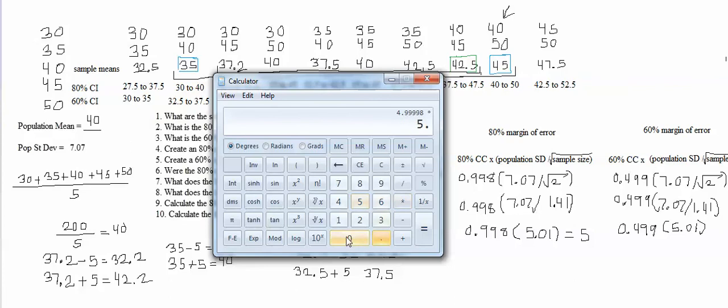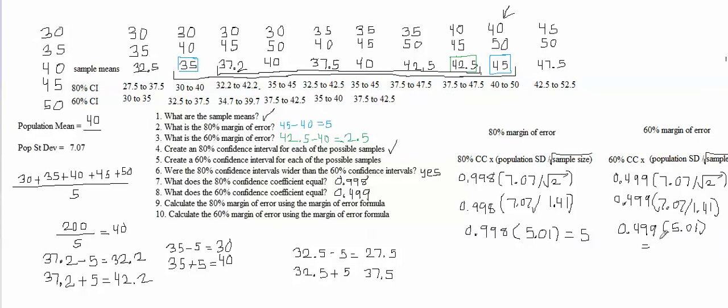Times 5.01 is, no, that can't be right. Let me do this again. 0.499 times 5.01 is 2.499, which is just 2.5 when you round. So we found the 60% margin of error, and it matched the same answer we got last time. So all we did was use a new way of finding the same answer we had before.